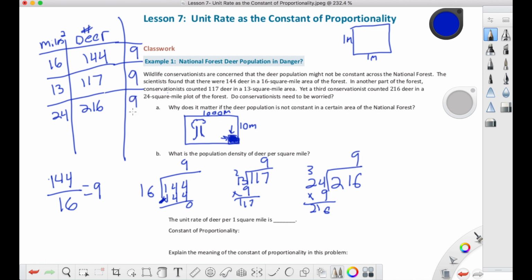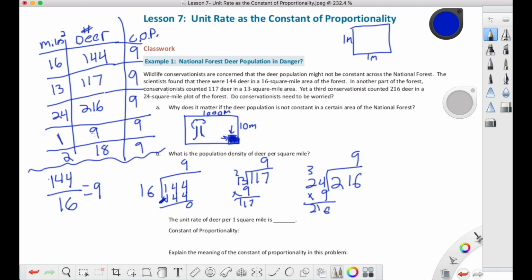So the constant of proportionality here is 9. Basically, however many square miles we have, if we multiply that by 9, it should give us an estimate of deer. For example, if we had 1 square mile, there would be 9 deer, and the constant of proportionality would be 9. If there were 2 square miles, 18 deer. Constant of proportionality is 9.